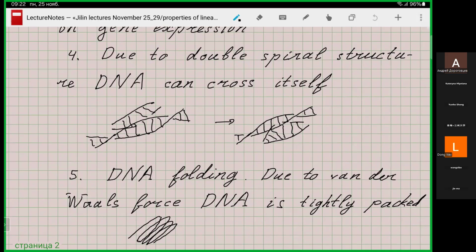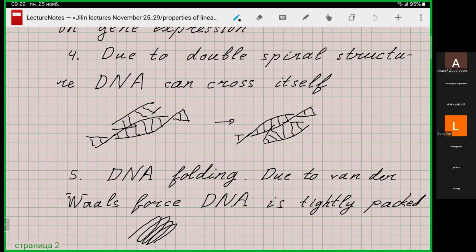Maybe many of you have seen a picture of DNA in different physics books, and remember that it is like a very dense knot. It is tightly packed due to the van der Waals force. Even people in physics say that it is polymer collapse. So you see very different features of long linear polymers.